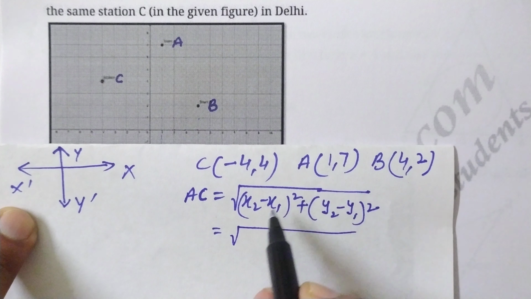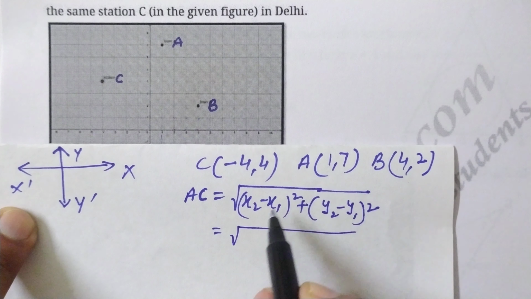Now let's find out BC distance. BC. Okay. So this is 4 minus minus 4, that is 4 plus 4 square, plus y2 minus y1, 2 minus 4, that is minus 2 whole square. So it becomes 4 plus 4, 8, 8 square is 64, plus minus 2 square is 4, so root 68. So root 68 is bigger than root 34. So BC distance is more. So it means Aditya has to travel more distance as compared to Seema.